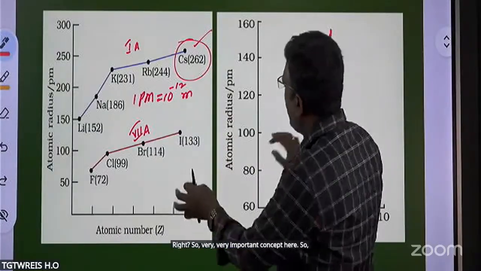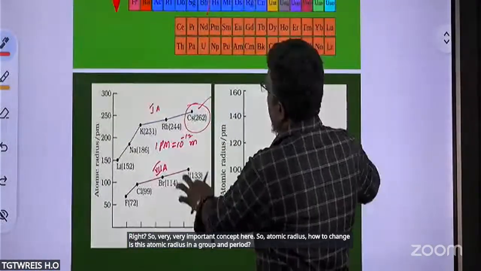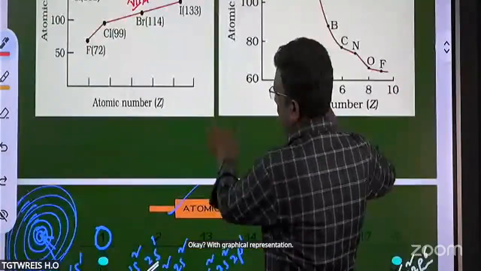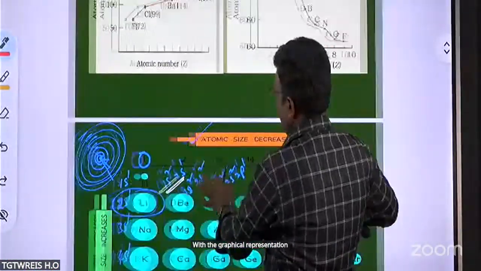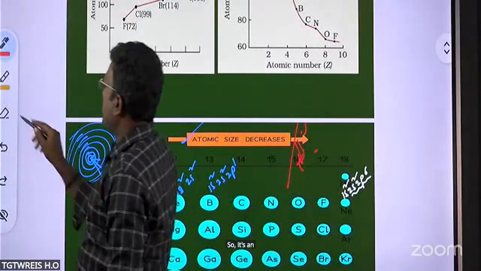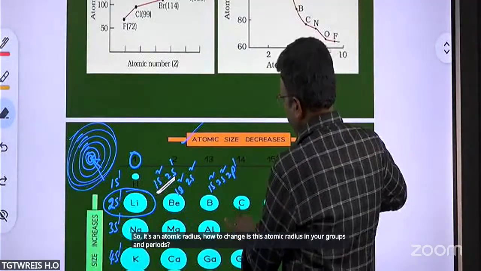So how does the atomic radius change in a group and period? With graphical representation, very important, right? So, how does the atomic radius change in groups and periods?